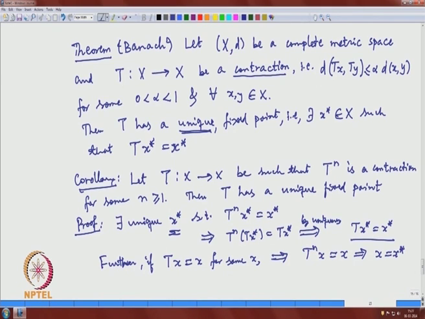Especially this hypothesis of the corollary is very useful; you are going to see it in the existence of solutions of differential equations. That is very much useful.